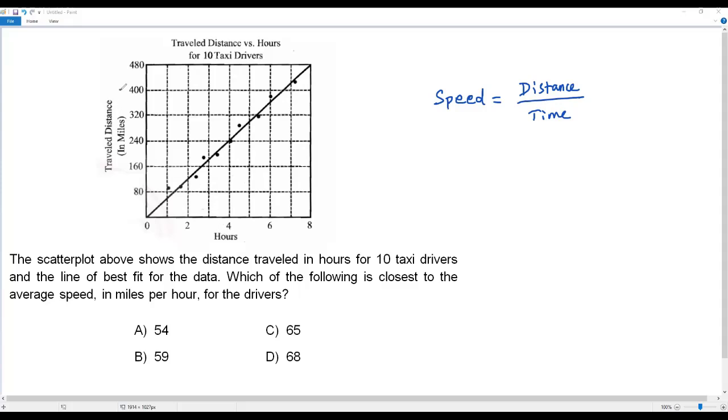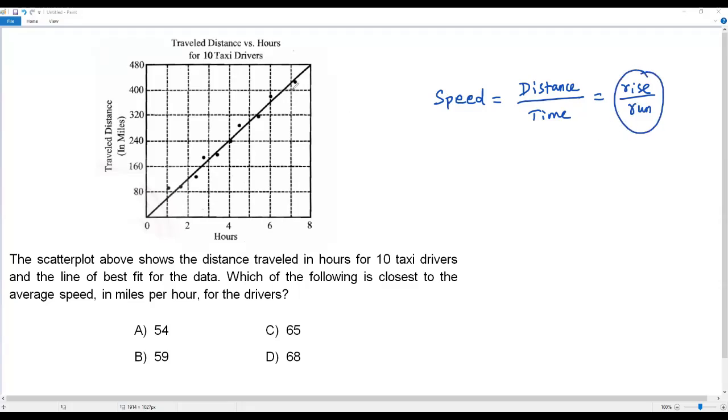Since we have distance on the vertical axis, the distance gives the rise, because usually we measure the rise on the vertical axis. And usually we measure the run on the horizontal axis. So here we have time, that is hours, on the horizontal axis, so hours or time will give the run. So here we have rise over run. This is the formula to find the slope of a line.